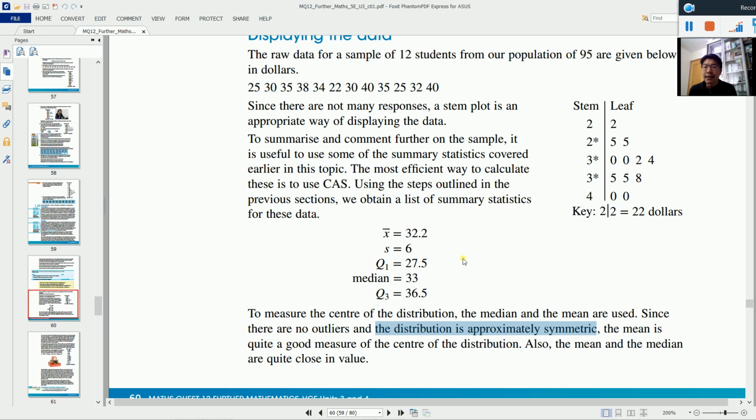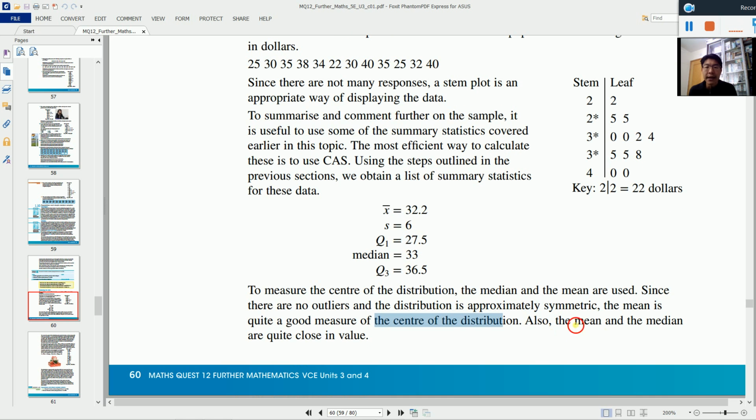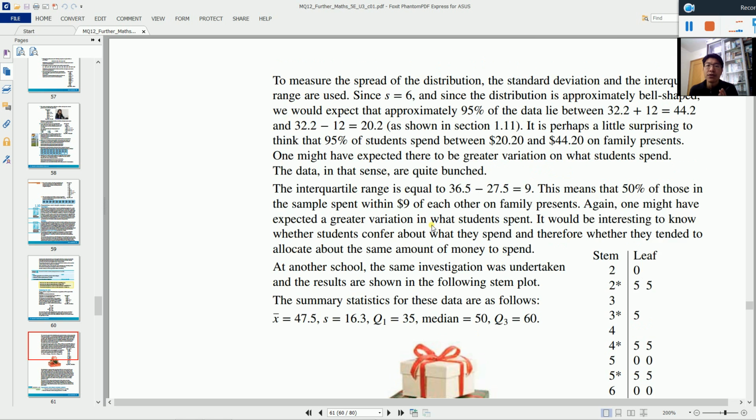If you plot this as a box plot, you can see the box will be 50-50, very similar. And the mean is very close to the center of the distribution, and the mean and the median are close in values. Can you see the 33 and 32? So that is the way that you use to describe those graphs. And then we continue on. To measure the spread of the distributions, standard deviation and interquartile range are used. The S equals 6 means the distribution is about bell-shaped.